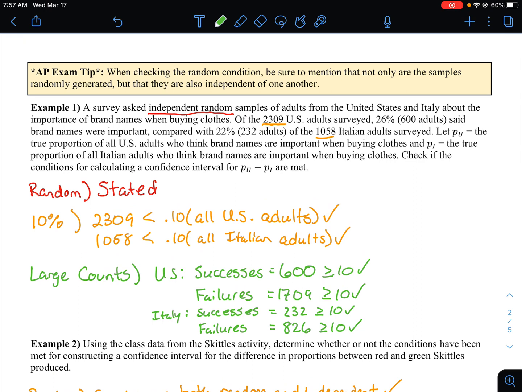Okay? So example 2 is asking you to check the conditions from the Skittles activity. If you want to try that on your own and see what you come up with, go ahead and pause the video and resume when you're done. Otherwise, just go ahead and keep watching.